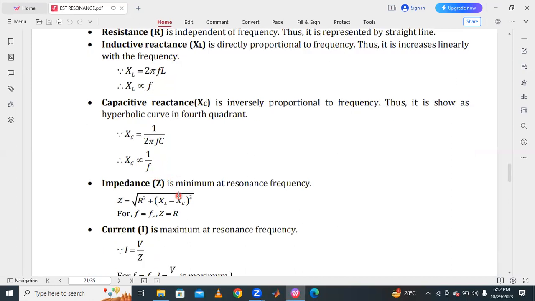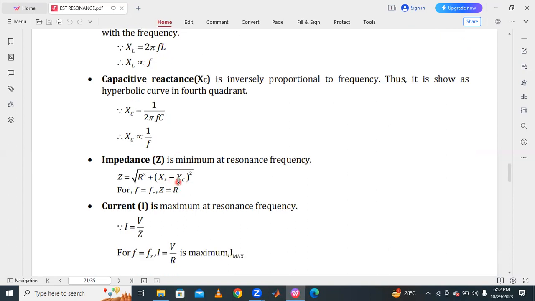Then impedance is minimum, because X_L is equal to X_C and they cancel each other. Then Z is equal to R only. So under resonance condition, the impedance offered by the circuit is only resistance. Impedance depends upon only resistance, because X_L and X_C cancel, so impedance is minimum at resonance condition. Only R, there is no reactance effect.